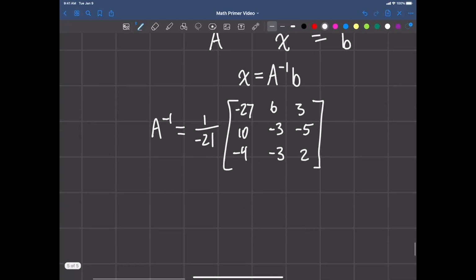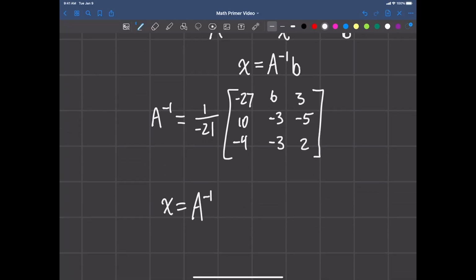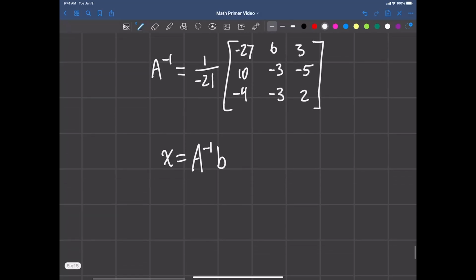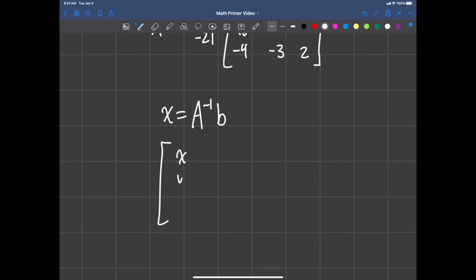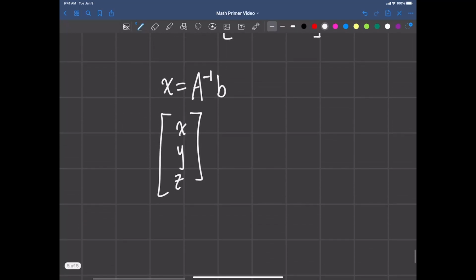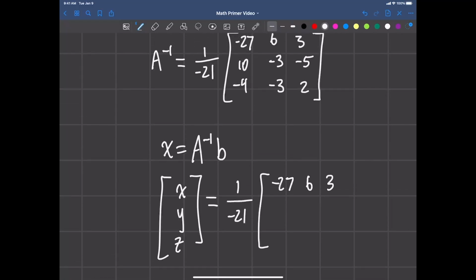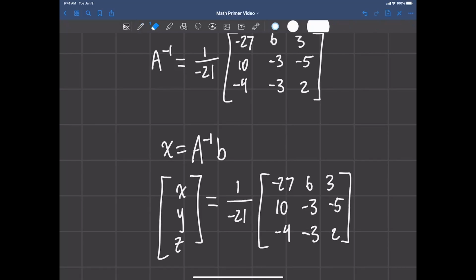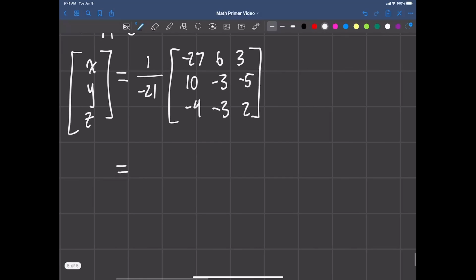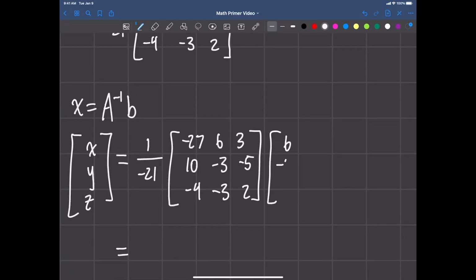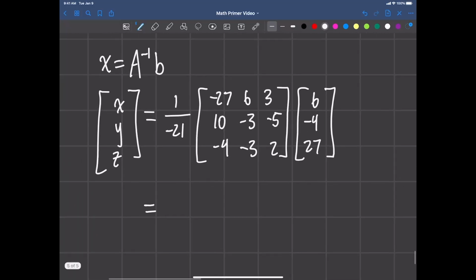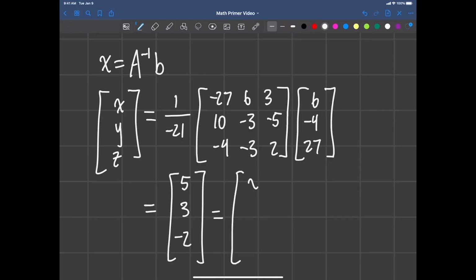But to verify what x is, which we know is the inverse times b, let's go ahead and solve for that. x, y, z is equal to 1 over negative 21 times the matrix, and when you multiply it with b, this equals 5, 3, negative 2. So these are the values of x, y, and z.